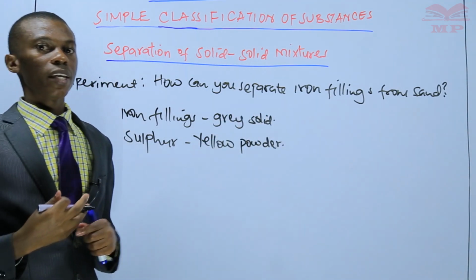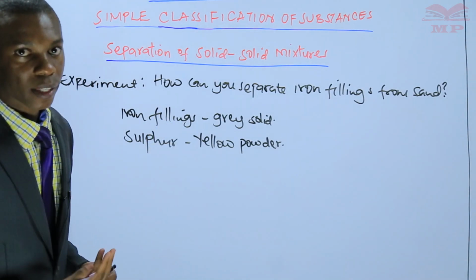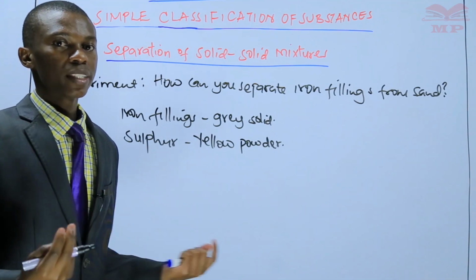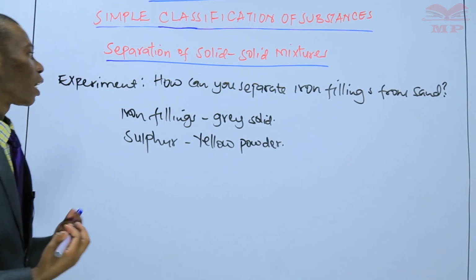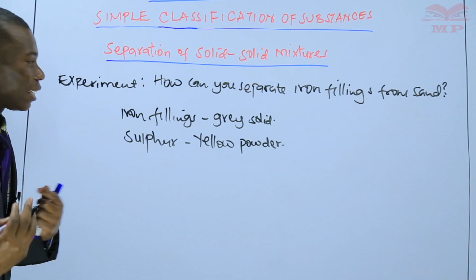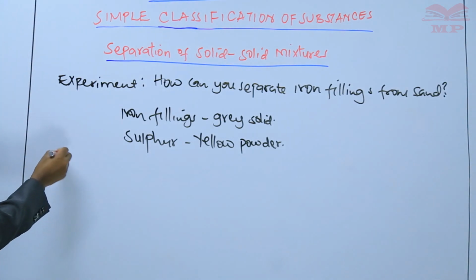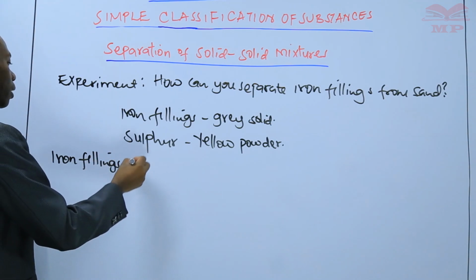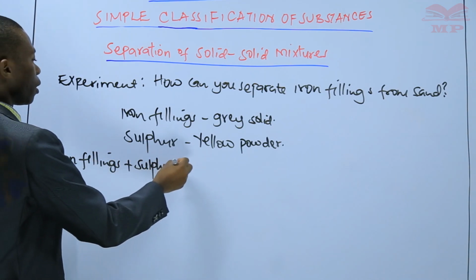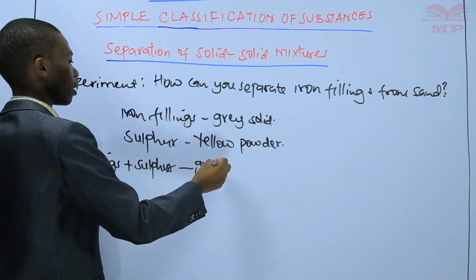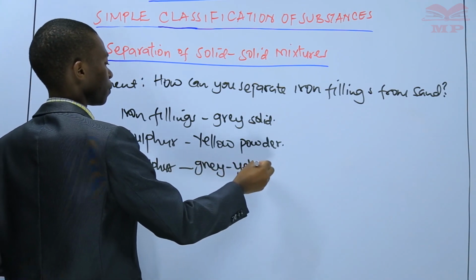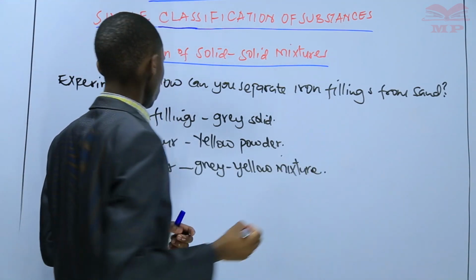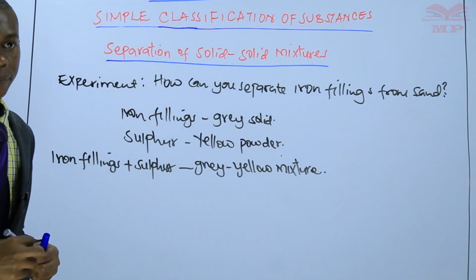Therefore, if you get iron filings and sulfur, you put them together and mix them, then you will have a gray-yellow mixture.